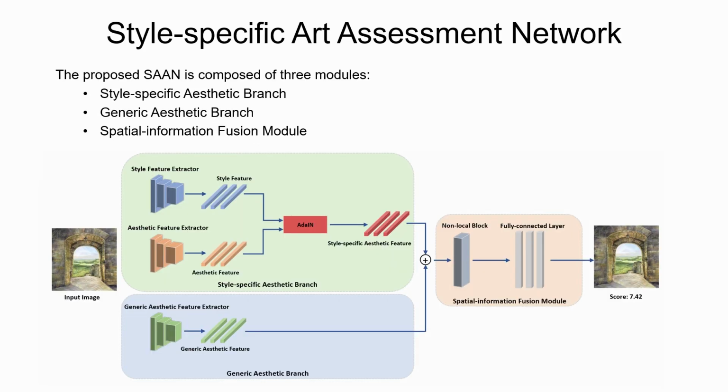Furthermore, we propose a baseline model, called the Style-Specific Art Assessment Network, SAAN, which can effectively exploit the style features and the generic aesthetic features of the given artwork. Our model consists of three modules: Generic Aesthetic Branch, Style-Specific Aesthetic Branch and the Spatial Information Fusion module.